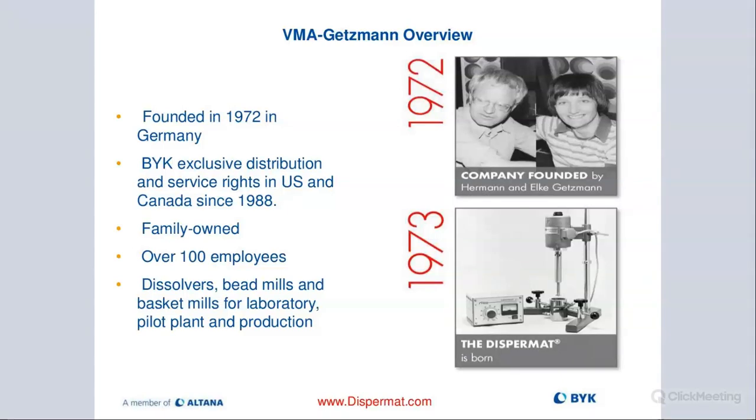VMA at that time didn't have a reseller in North America. So BIC started negotiating with Herman, and we came to an agreement in 1988 to have the exclusive distribution rights for the US and Canada. We do everything from the sales part to servicing the machines right here in the US.